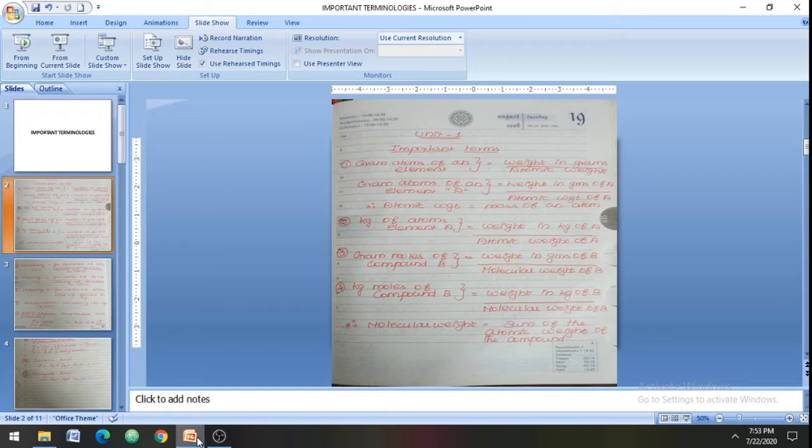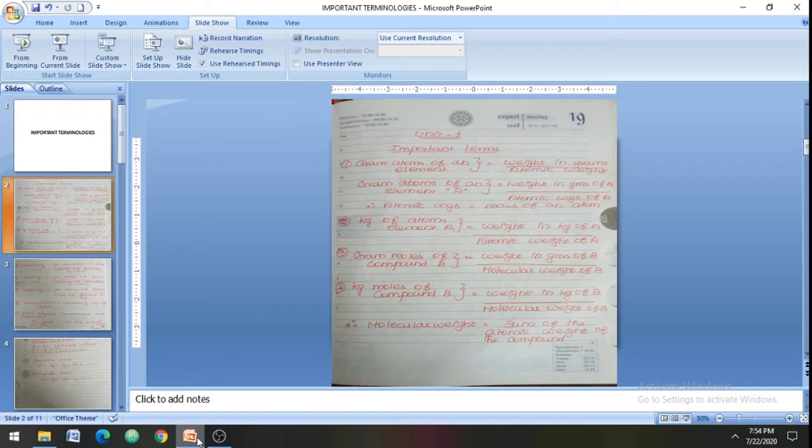Second one, kg atoms of an element is equal to weight in kg divided by atomic weight of that component. Example, kg atoms of element A is equal to weight in kg of A divided by atomic weight of A. Third terminology, gram moles of compound B.